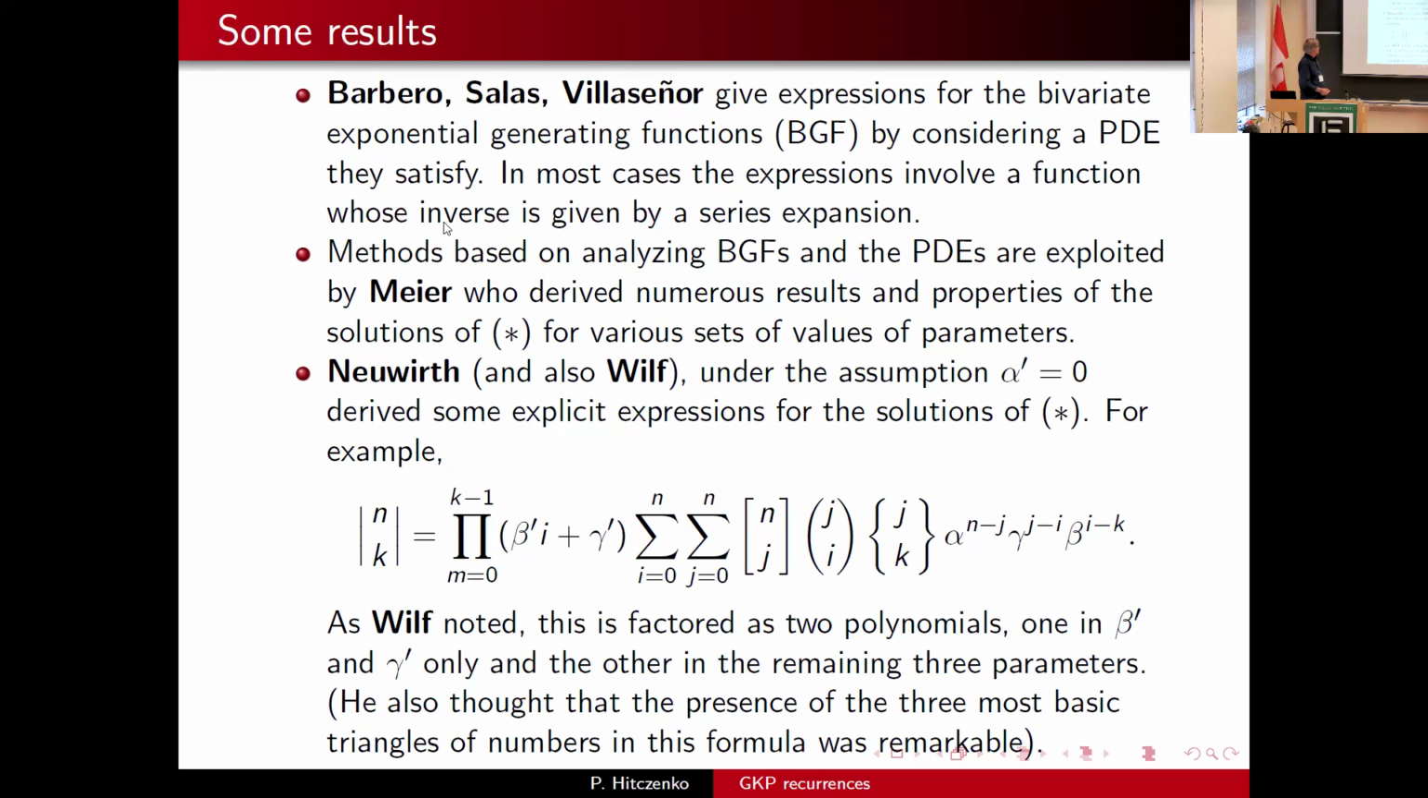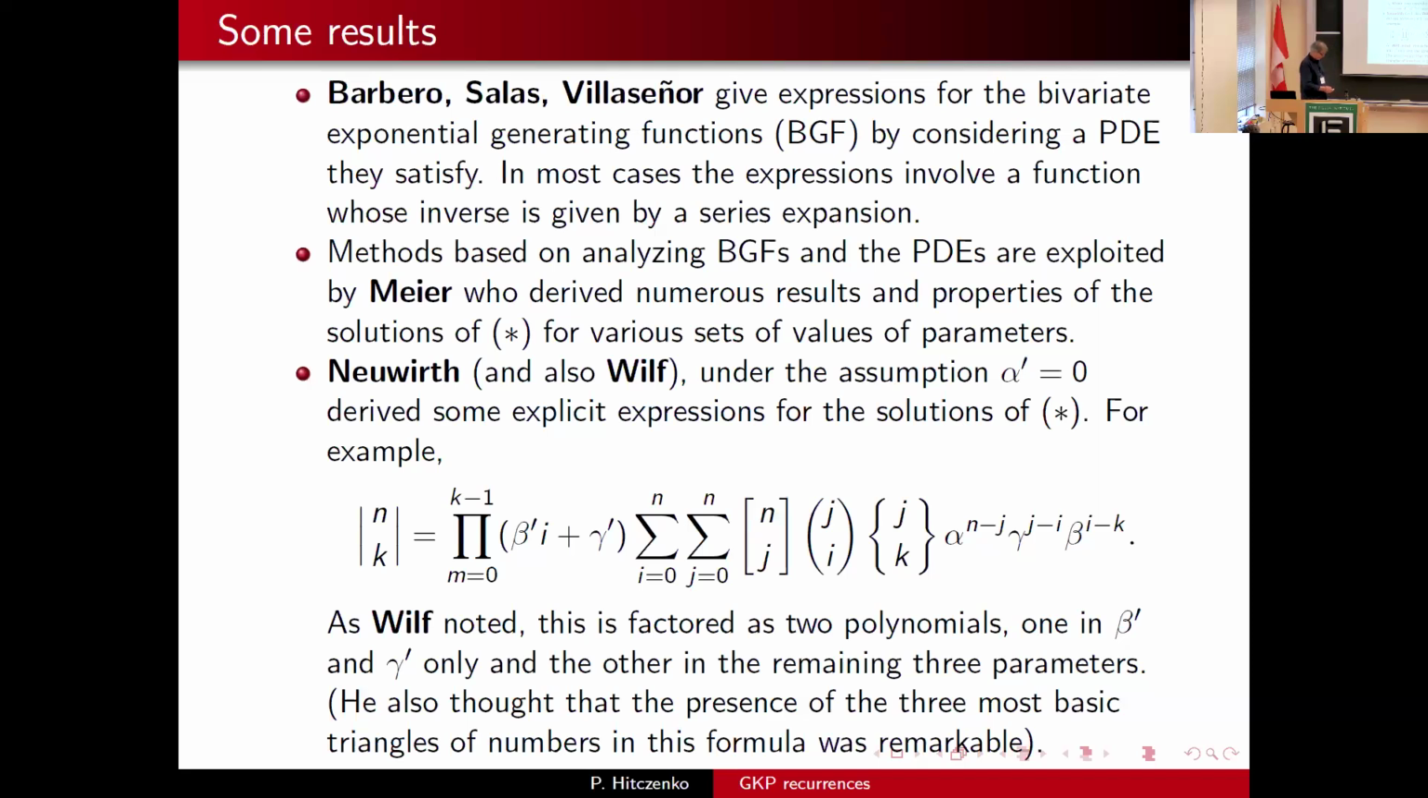Then there was a series of papers. Wilf was one of the first. For example, here's an explicit result. If alpha prime is 0, then you can get an explicit formula for the solution, which Herb Wilf derived. He noted two interesting things. First of all, you have three, in his view, most basic triangles of numbers present in one formula. But secondly, this is a polynomial in those five parameters that factors as two polynomials. One of them is in the prime parameters, remember alpha prime is 0, and the other is in the non-prime parameters. He thought this was curious, but I don't think he pursued it any further.